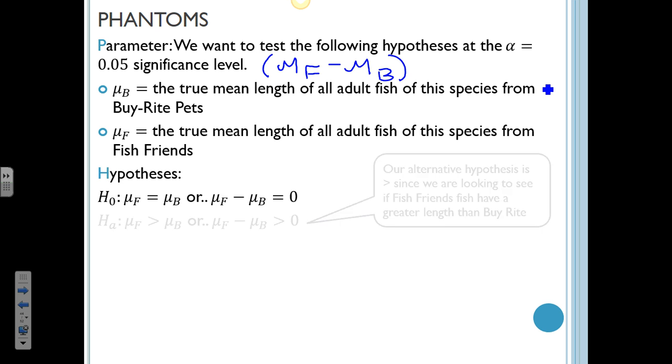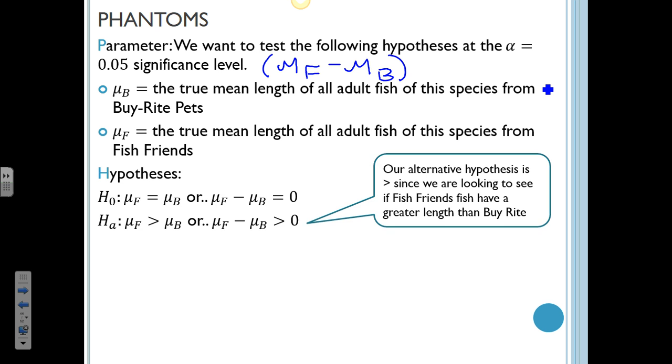All right. The hypotheses we're going to use here are mu sub F equals mu sub B, and mu sub F is greater than mu sub B, because we suspect that Fish Friends is going to be bigger, or have a mean length greater than By-Right of that species, right? If you did B minus F, what would this hypothesis need to be? If you switch the way that you subtract, it has to point towards B, right? So it needs to be less than. If you were to switch the way you subtract, you do mu sub B less than mu sub F.